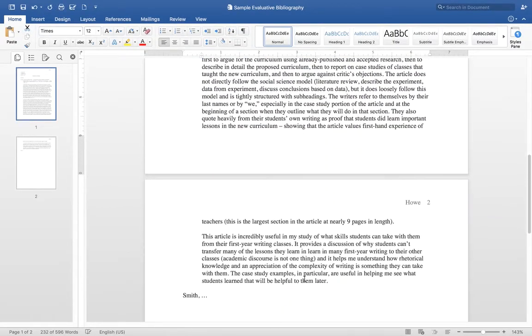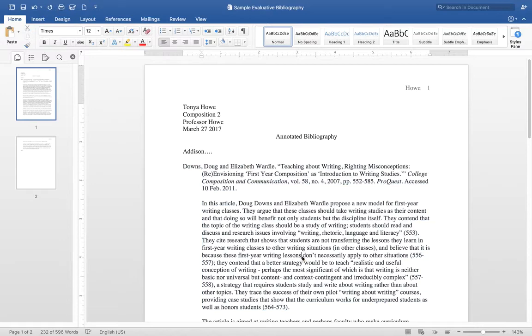So just take a look at Canvas and make sure that you are aware of what you need to bring in, but we're going to be talking about the evaluative bibliography, and we're going to be looking at your draft bibliography and seeing how to strengthen it.